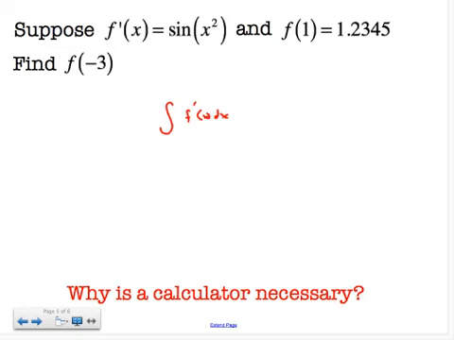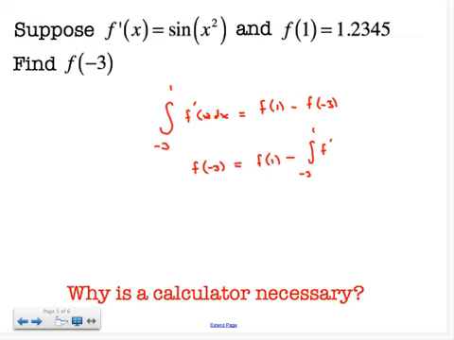Specifically, we want to go from where? The two values that I'm asked about. Okay, negative 3 is going to be the first, and 1 is going to be the second. In symbols, this is equal to f of 1 minus f of negative 3. All right, my goal is to solve for f of negative 3. So I'm going to add that to both sides, and then I'm going to subtract the integral from both sides so that I have f of negative 3 as a positive quantity isolated on the right side. So f of negative 3 is going to be equal to f of 1, which again is given to me, minus this integral from negative 3 to 1 of f prime of x dx.